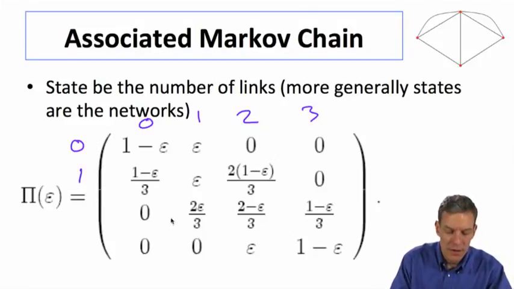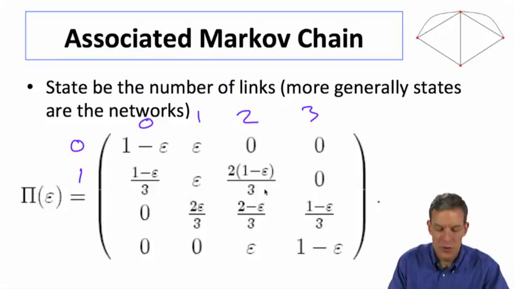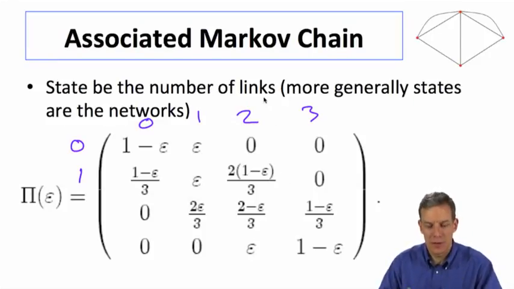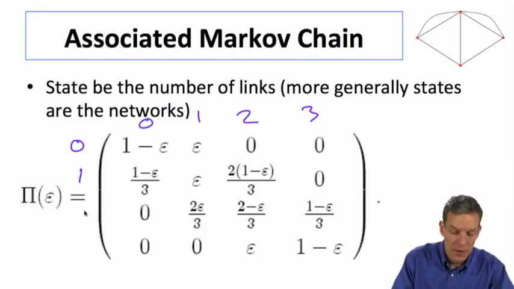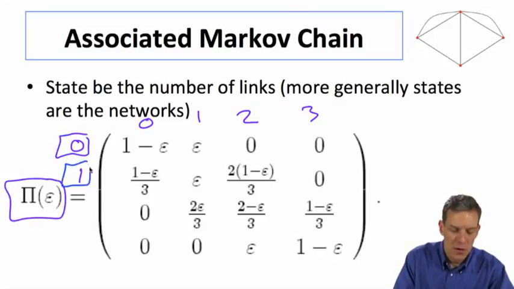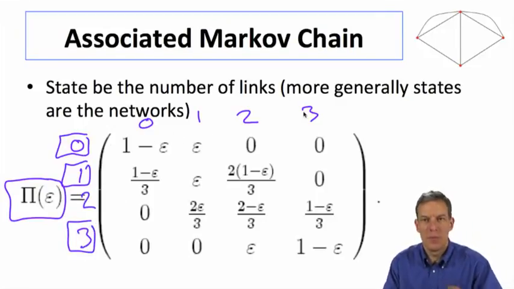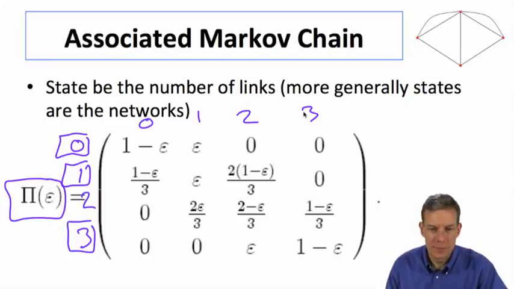If you have 1 link, there's a 1/3 chance that you recognize the one you have and go back to 0. There's an epsilon chance you stay where you are. There's a 2/3 chance that you recognize one of the links that you want to add and go to a 2-link network, and so forth. Right? So this matrix keeps track of the probability that if you currently have 0, 1, 2, or 3 links, you transition to a different state in the next period.